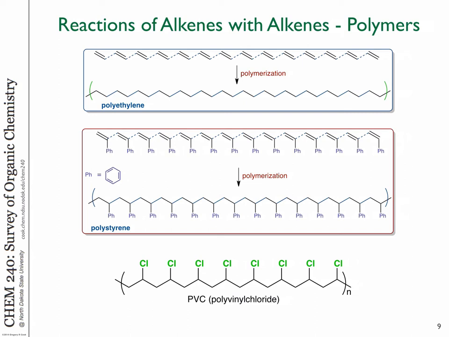Polyesters, polyamides, nylons, those are different kinds of polymers. But a lot of the polymers and plastics we use today come from the polymerization of alkenes. Okay, one of the main ways in which alkenes are polymerized together are using free radical reactions, not polar reactions. And I'm going to describe a little bit about free radical reactions in a minute. But what I've shown here are some examples of polymers.